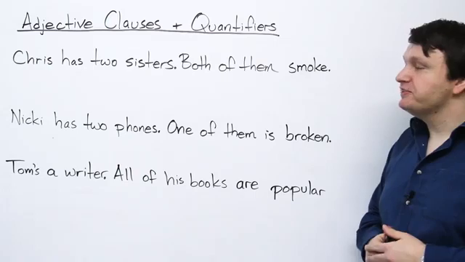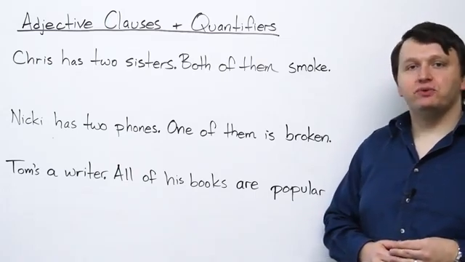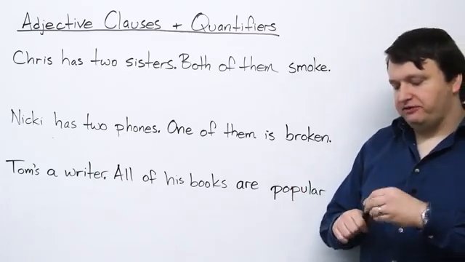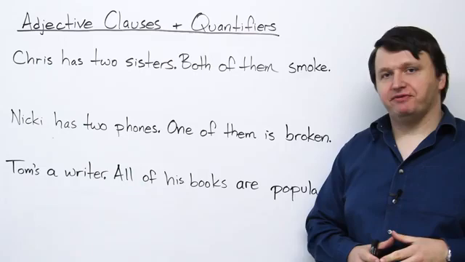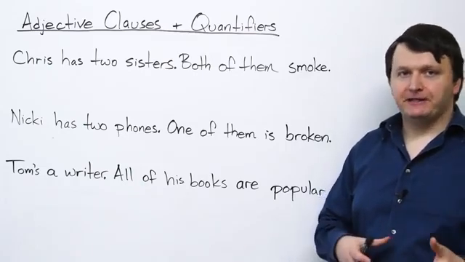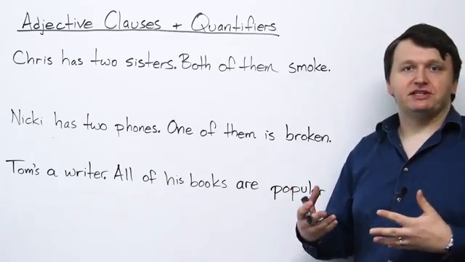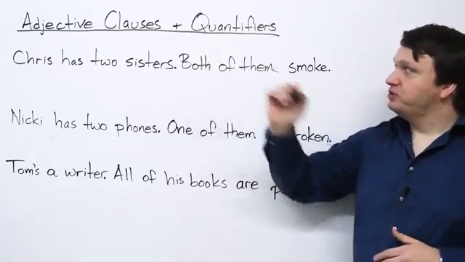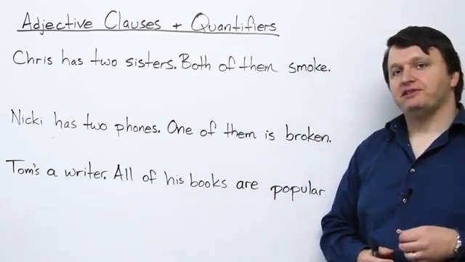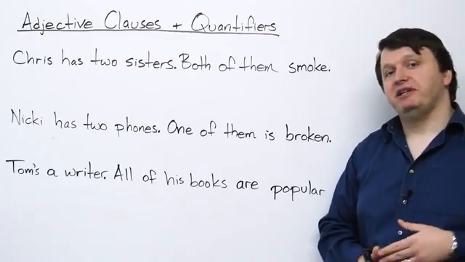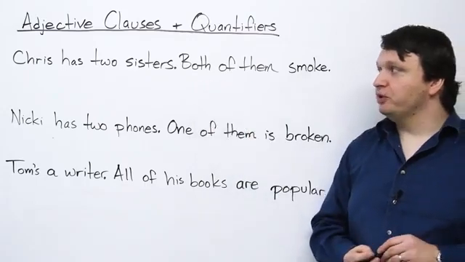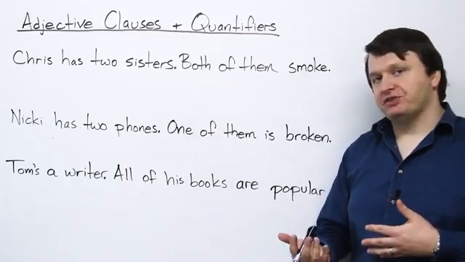Okay, so we have the first sentence. It says, Chris has 2 sisters. Both of them smoke. Now, if you know anything about adjective clauses, you know that there are 2 types. There can be identifying, non-identifying. Non-identifying means it's extra information. One thing you should know about adjective clauses with quantifiers, they are always going to be non-identifying, means it's always extra information. So this information about Chris's sisters, both of them smoke, is non-essential information.